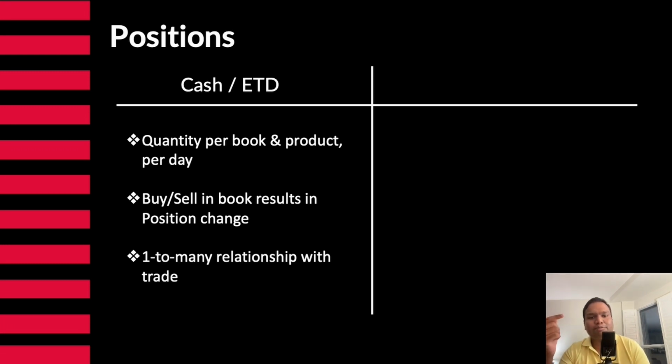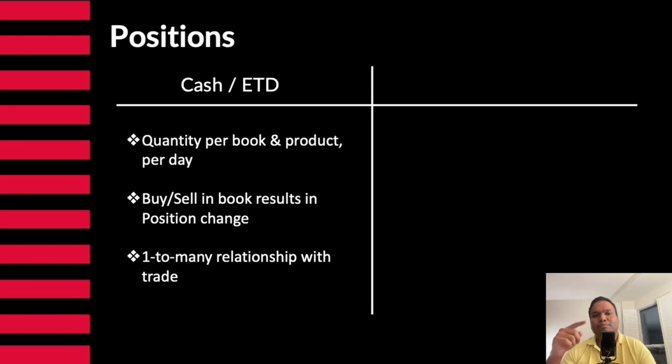Looking at the relationship with trade, one position will be linked to multiple trades. Because on day 1, when this position ID was initially generated, it was tracking one trade, which was buying Apple's 20 stocks. On day 2, when 50 additional stocks were bought, there was a second trade, and that second trade ID also is going to be mapped to this position. So you can see one position gets mapped to multiple trades.